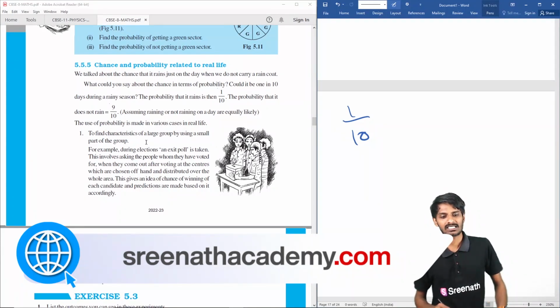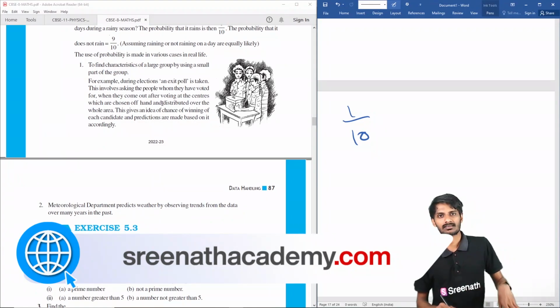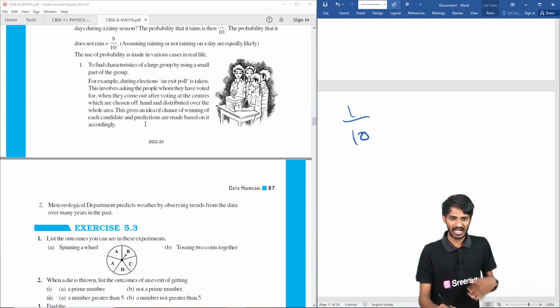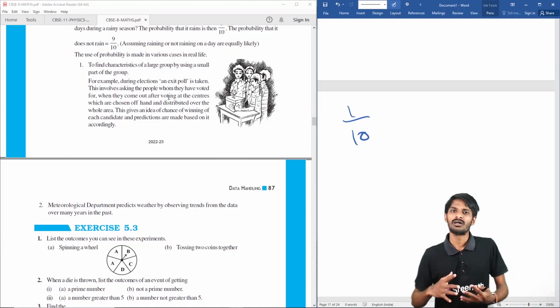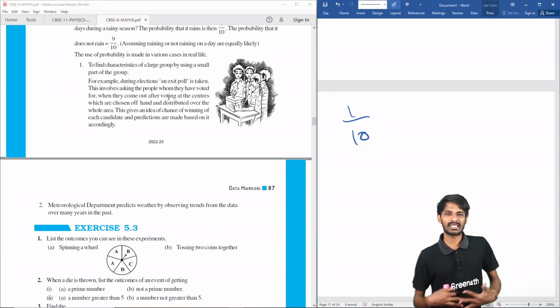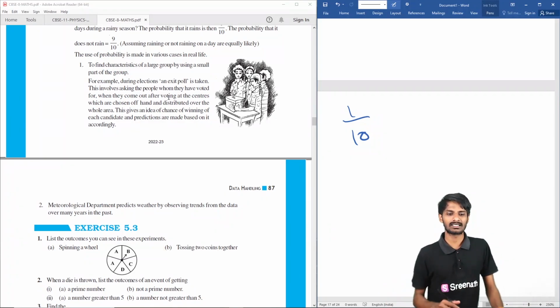To find the characteristics of a large group by using a small part of the group, for example, during elections, exit polls are taken, students. There are people there, and after voting they are asked which leader they voted for, and they raise their hands. By that we get some predictions, like the chance of this leader winning, like that.